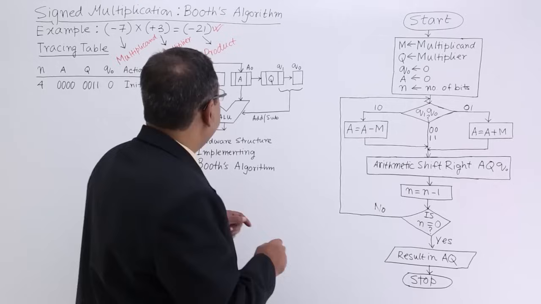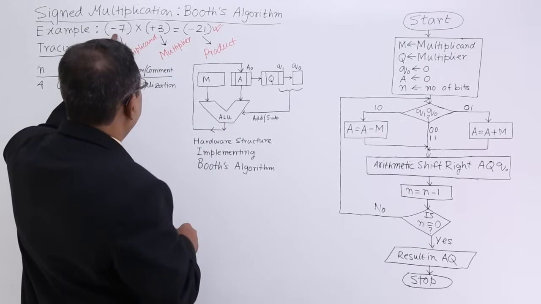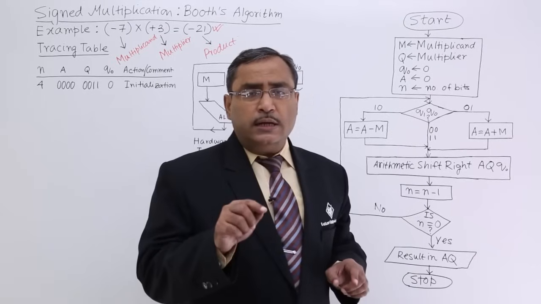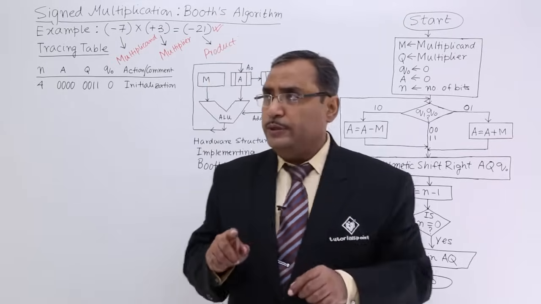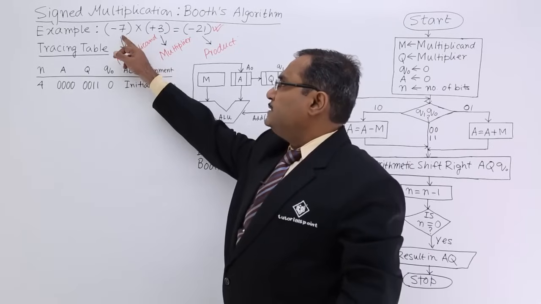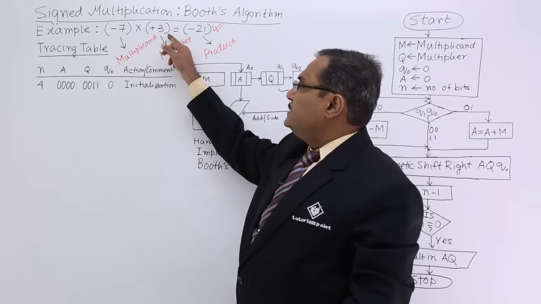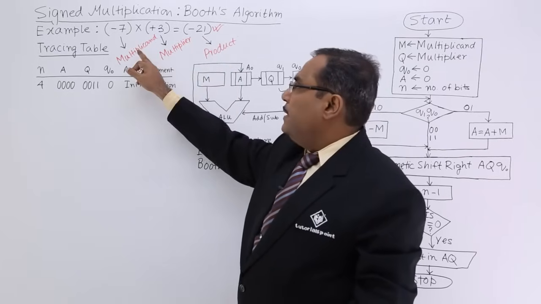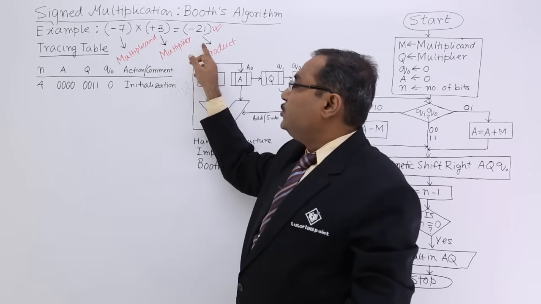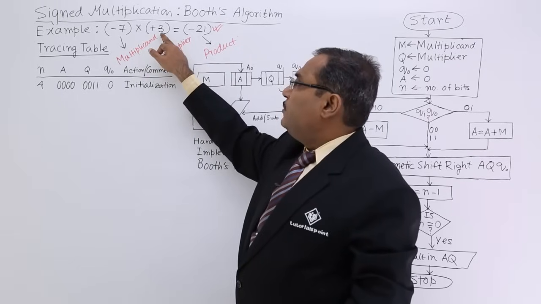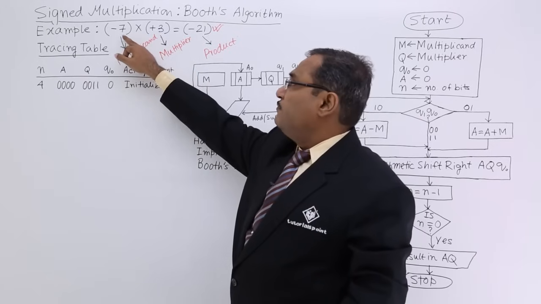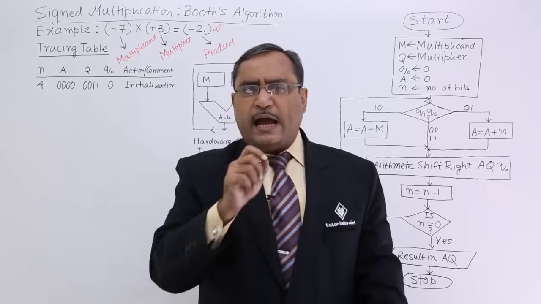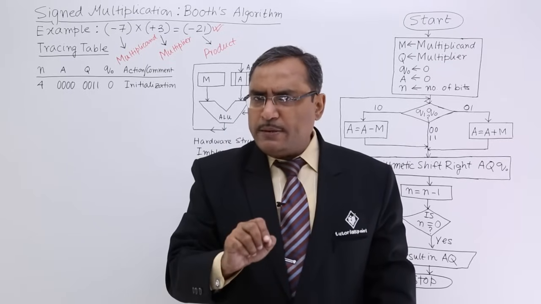architecture. As an example, here we have taken -7 times +3 is equal to -21. This is the product I am going to compute with signed representation. We know that this is the multiplicand, this is the multiplier, and this is the product. Very simple: multiplicand times multiplier is equal to product. Here the value is +3, and here the value is -7. 7 requires 3 bits to represent, with an extra sign bit, so 4 bits to represent -7.